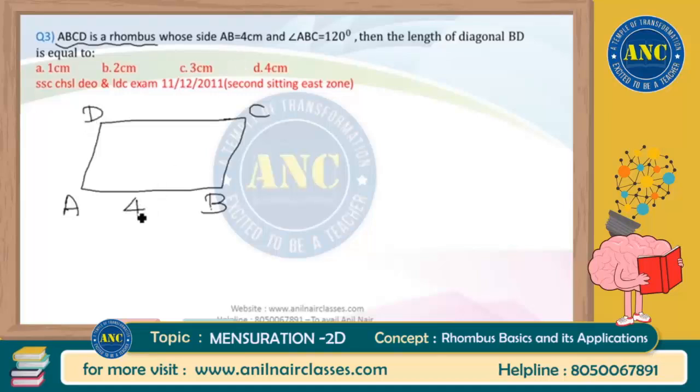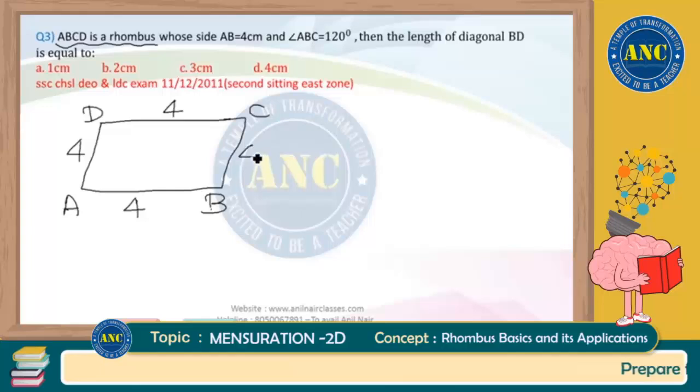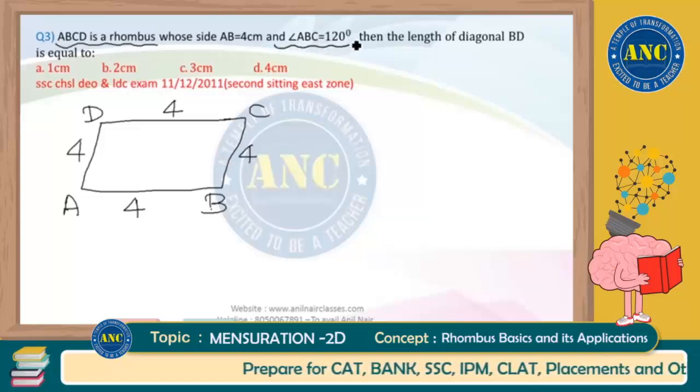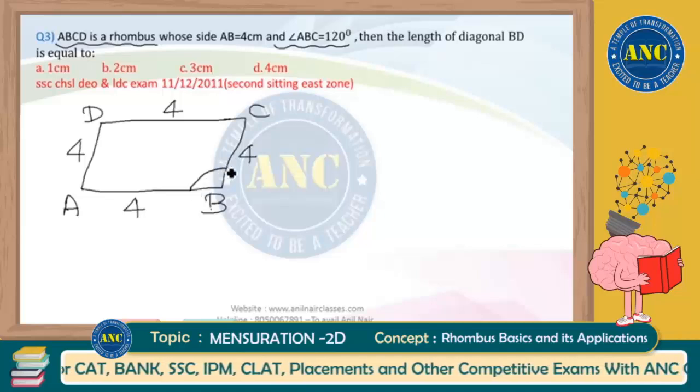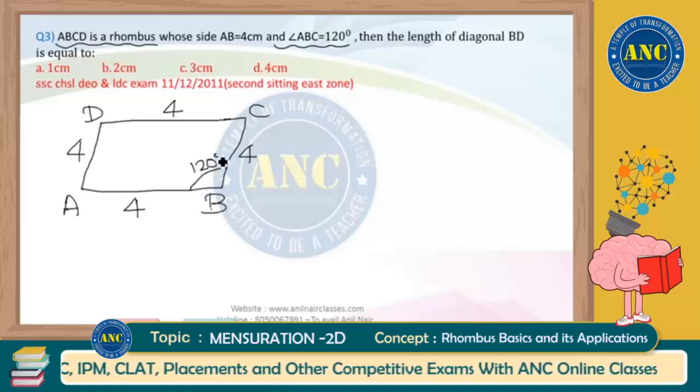Now, we know that if AB is 4, AD also will be 4, CD also will be 4, BC also will be 4, because all the sides in a rhombus are equal, and angle ABC is 120. Angle ABC, this entire bigger angle, is 120 degrees.